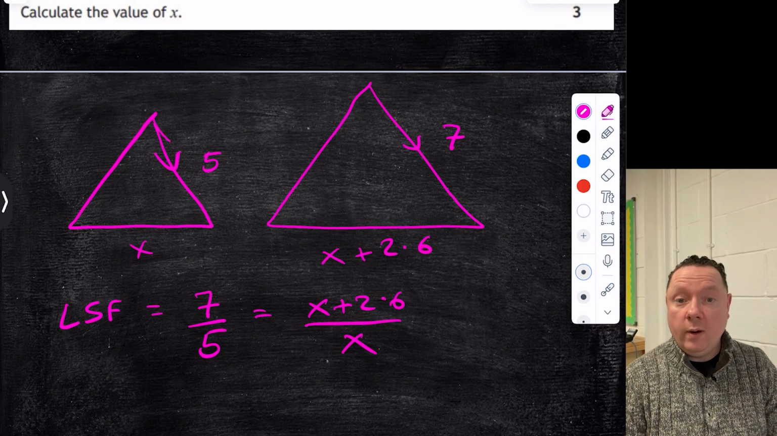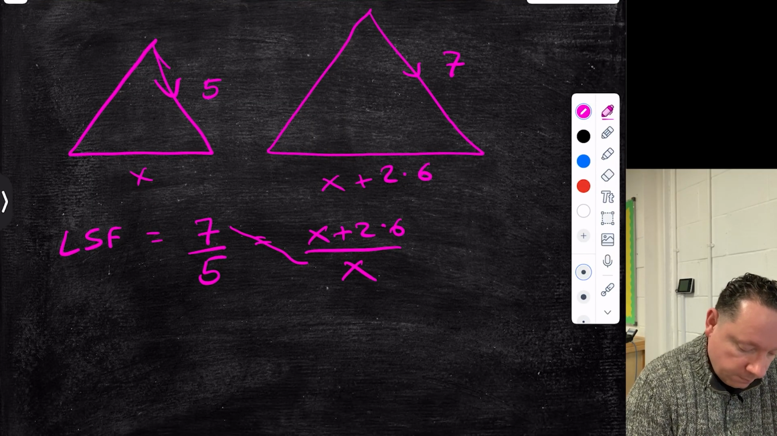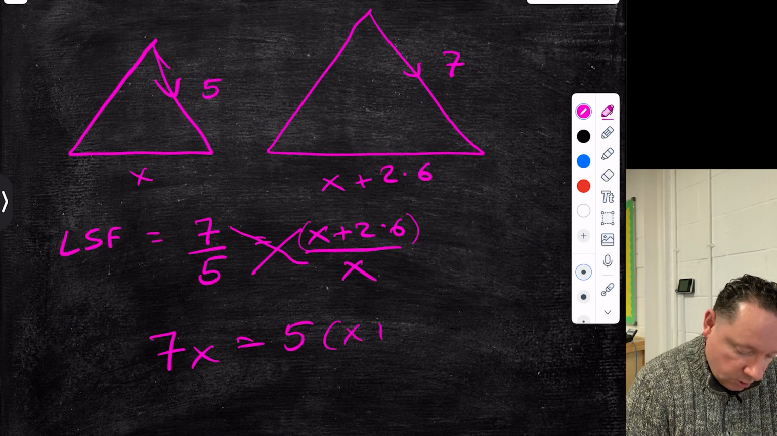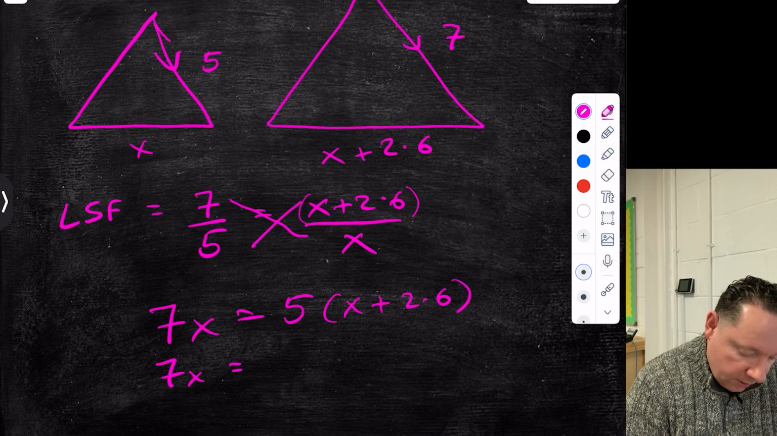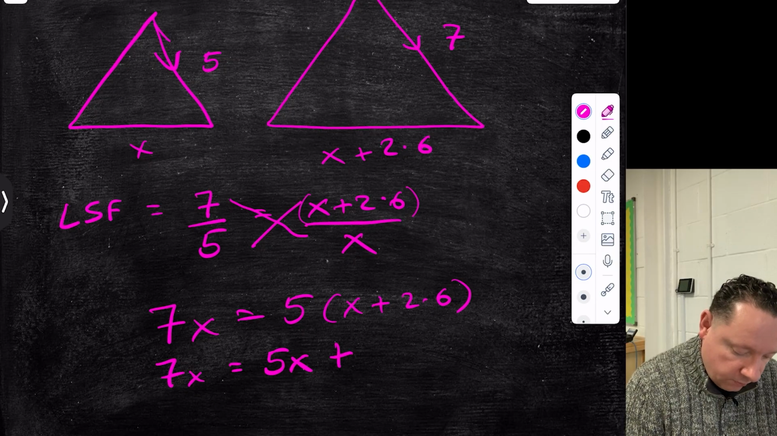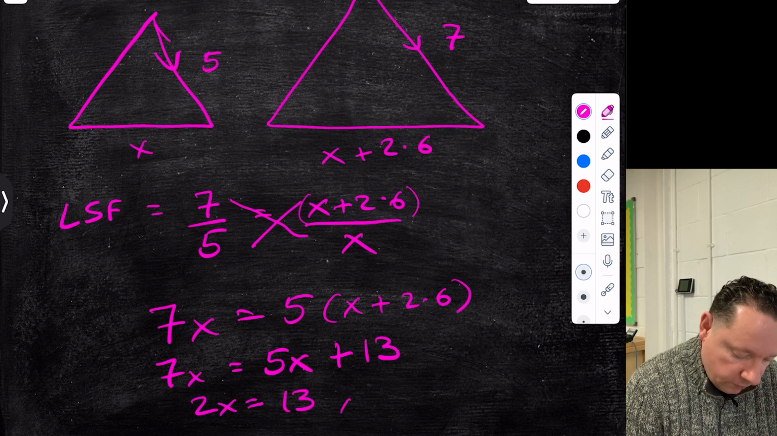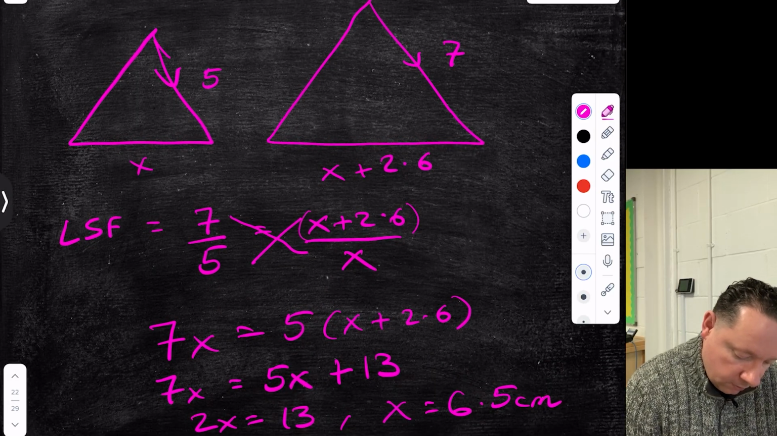I've now got an algebraic equation to solve, so I'll just go ahead and solve it. And with two fractions, you can just do top times bottom. 7x equals top times bottom, so I'll just put brackets around that: 5(x plus 2.6). Expanding my brackets, 7x equals 5x, 5 twos are 10, 5 sixes are 30, so that's plus 13. That means that 2x equals 13, so x is equal to 6.5 centimetres. And the question was, find the value of x. That's me done. Happy days.